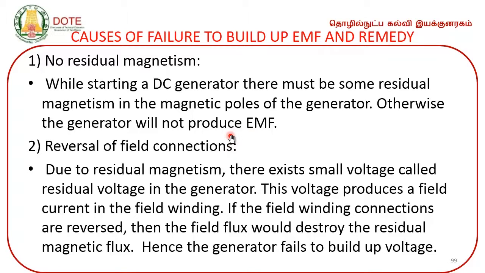The second cause of failure to build EMF is reversal of field connections. Due to residual magnetism, there exists a small voltage called residual voltage in the generator. This voltage produces a field current in the field winding. If the field winding connections are reversed, then the field flux would destroy the residual magnetic flux, hence the generator fails to build up voltage.